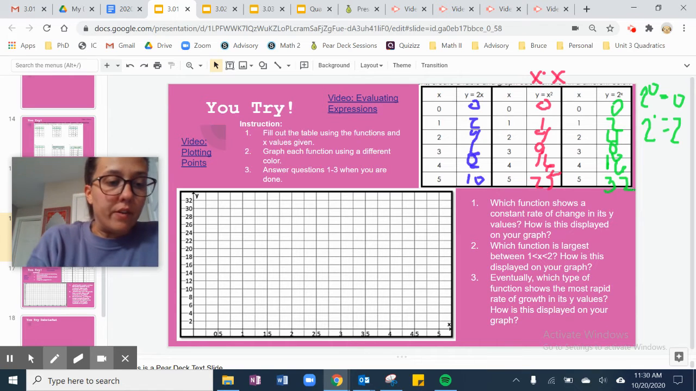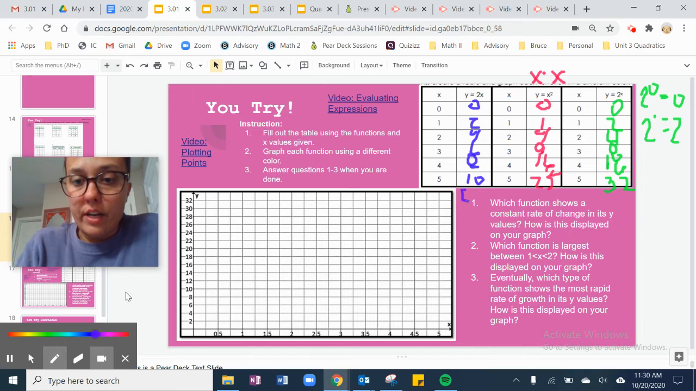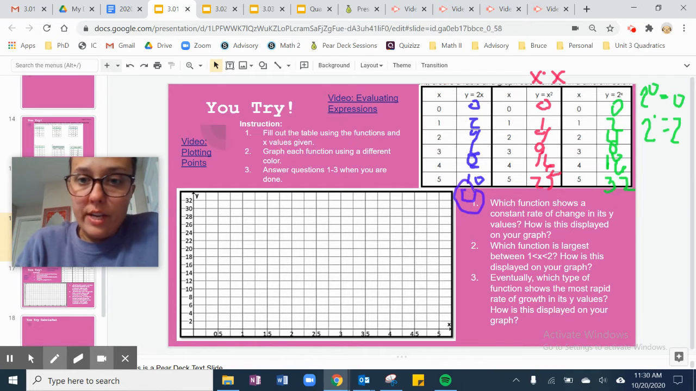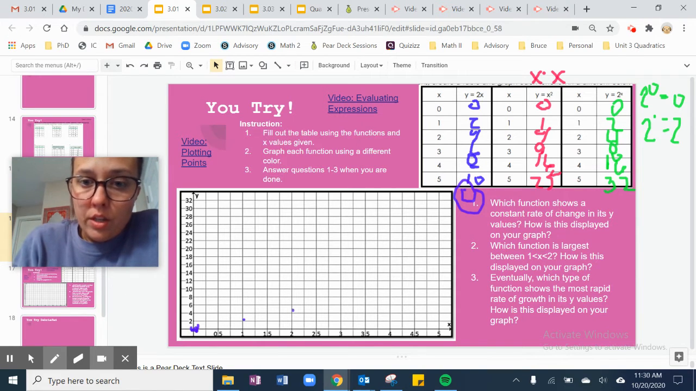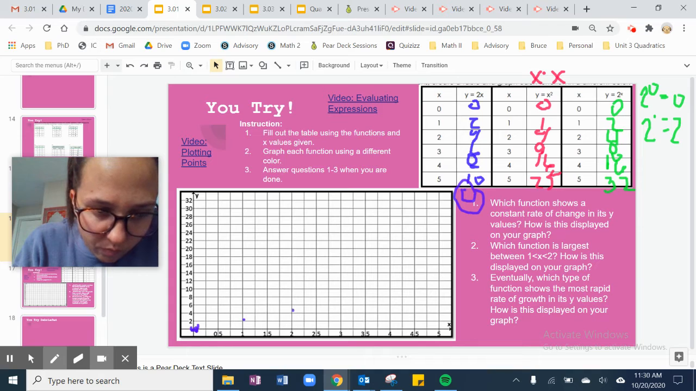So now I'm going to graph my functions, and I'll start with my linear function, right? Linear. So we have 0, 0. Then we have 1, 2. Then we have 2, 4. Then we have 3, 6. And then we have 4, 8. And then we have 5, 10.